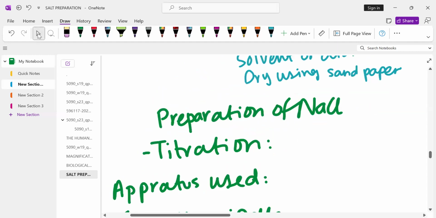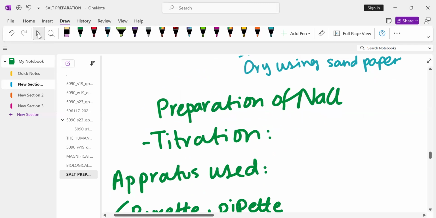Now the second preparation is of NaCl. You can see that Na means sodium. It belongs to group 1. We will do titration.